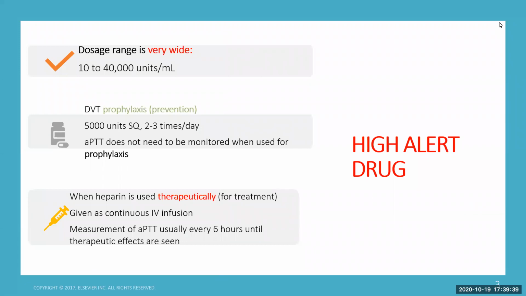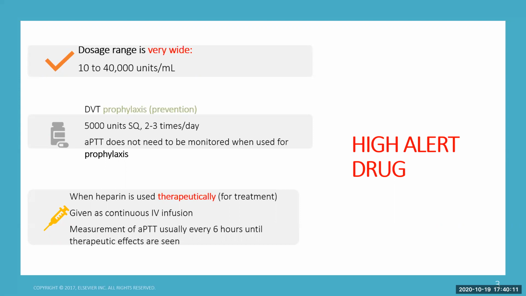So at the very top here, the dosage range is very wide for heparin. I'm not going to ask you to memorize doses, but let's think about why it's very wide. It goes from 10 units per ml all the way up to 40,000 units per ml. Well, remember, heparin can be used to prevent and it can be used to treat. So when it's used to prevent, we use those smaller doses in the lower end of the dosage range, which is one of the reasons we don't need the monitoring.